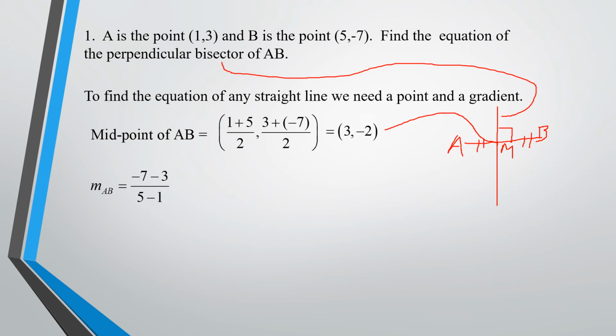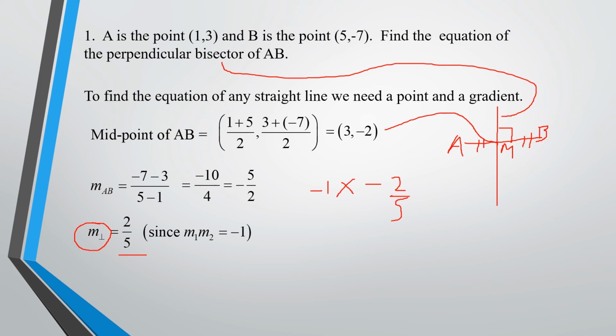So in this case, we find the gradient of AB, and using the rule of perpendicular lines, m1 times m2 equals -1, we can find the gradient of the perpendicular bisector, which is -1 divided by -5/2. It will be -1 multiplied by -2/5. This will result in the gradient of the perpendicular bisector as 2/5, using the perpendicular gradient calculation formula.